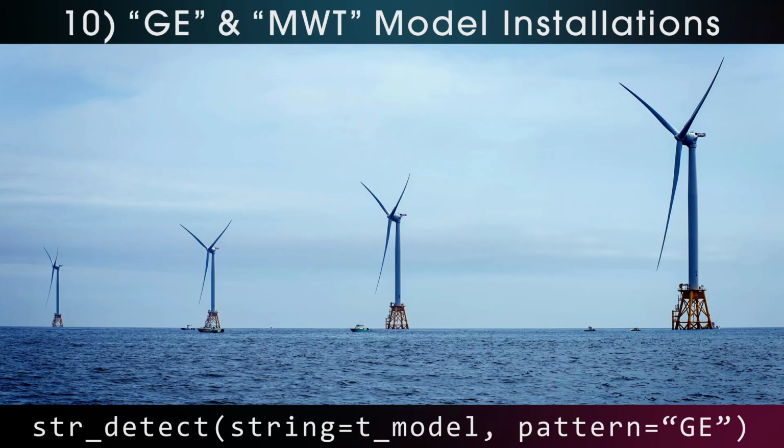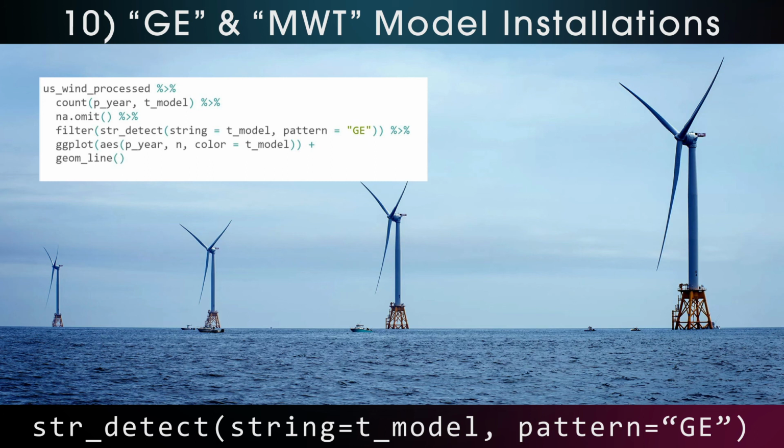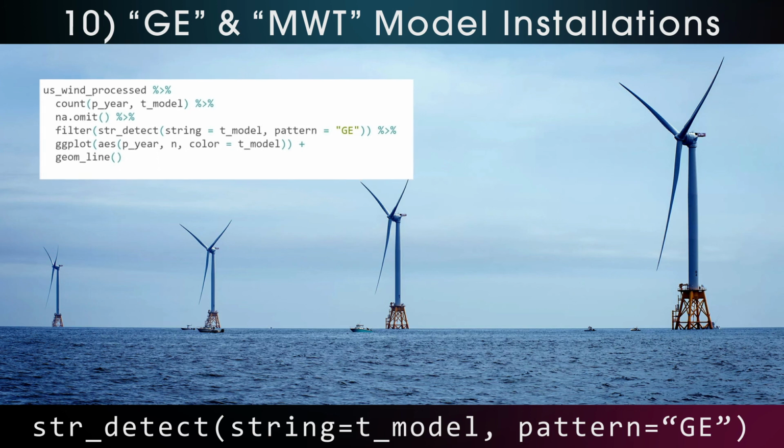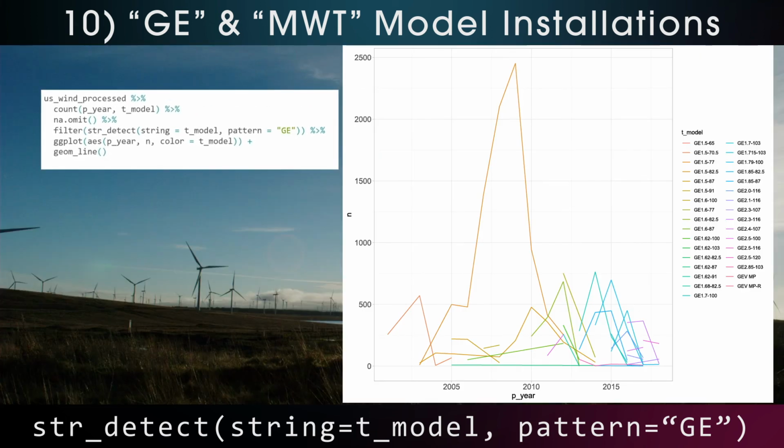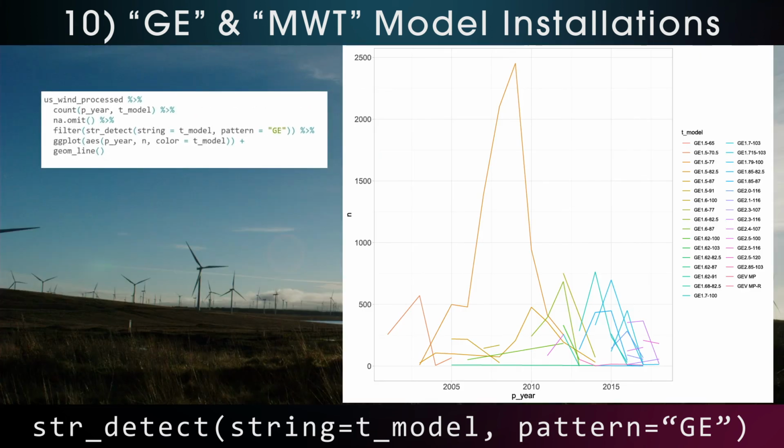Then I was also curious to see how different models of one manufacturer are installed over the years. Here we filter for General Electric with the str_detect function, where t_model is the string and the pattern to be searched for is GE. Now we can plot all the different models that were used over the last 20 years. They had their flagship model, the GE 1.5-77, with more than 8,000 installations in total from 2005 to 2010, but then added a lot of different models afterwards.